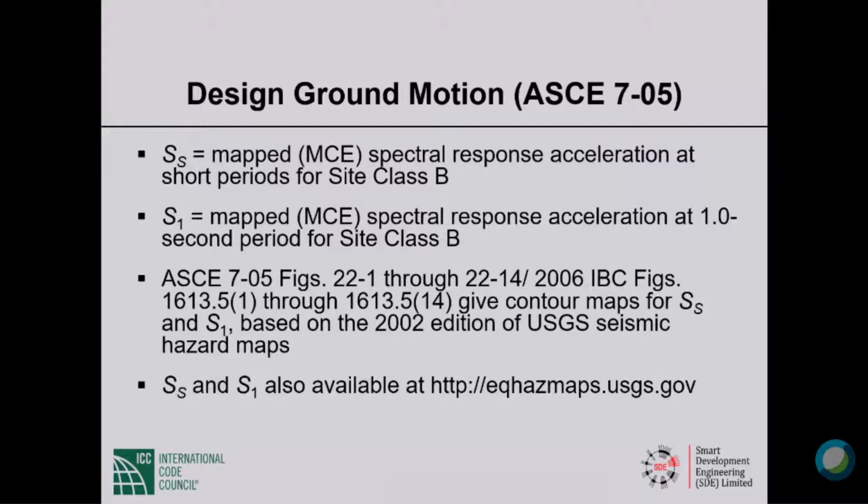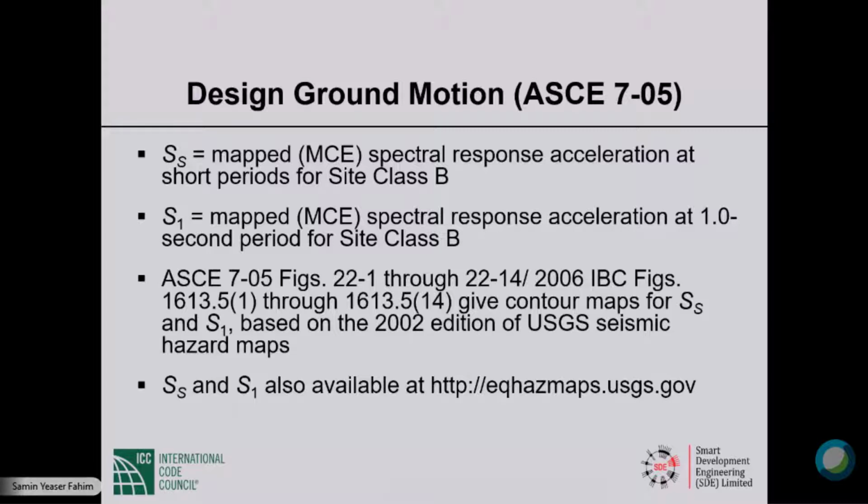S sub S is the mapped maximum considered earthquake spectral response acceleration at short periods for site class B. Quite a lot is said there. It is the mapped maximum considered earthquake, MCE, acceleration at short periods. Initially, when all of this was being developed back in the 70s, short period might mean 0.2 seconds, sometimes 0.3 seconds. But since then, we have settled on 0.2 seconds. So short period is invariably 0.2 second period.